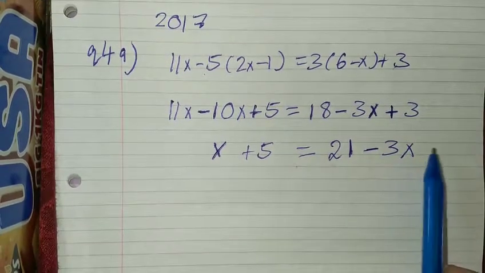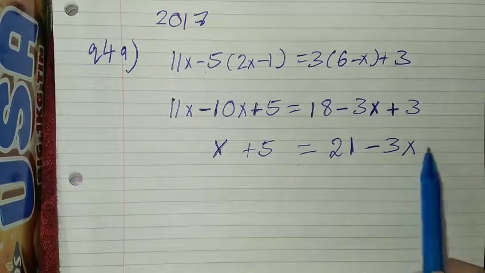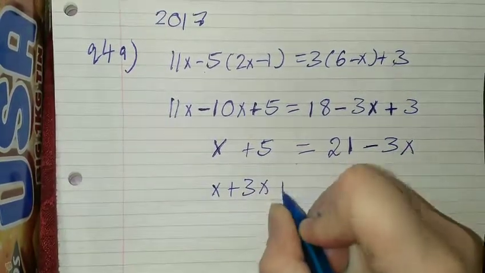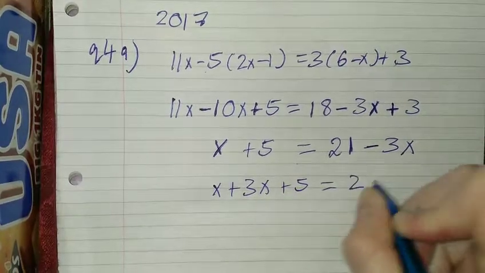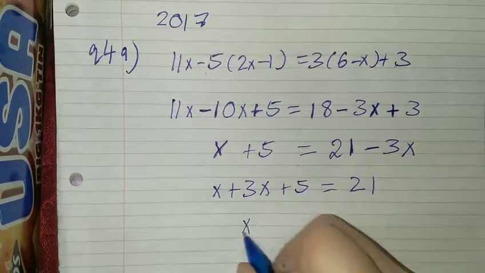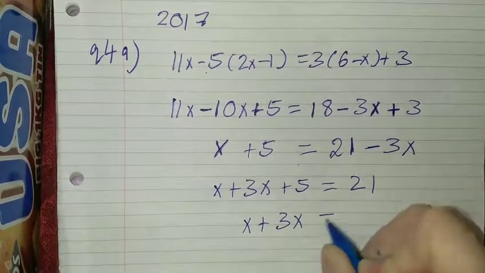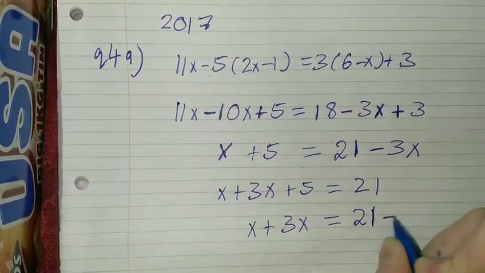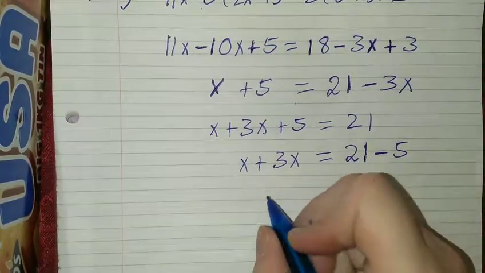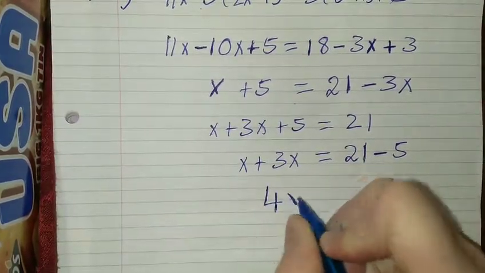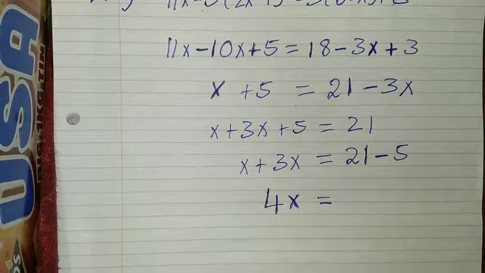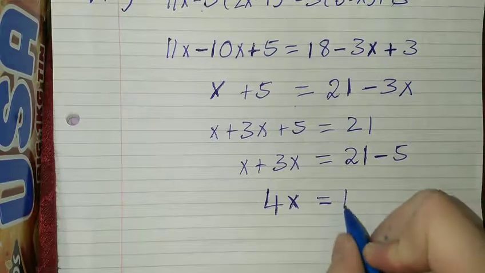So if I want to get x's, say, on the left, I can plus 3x on both sides. So that'll be x plus 3x plus 5 is equal to 21. And if I want to get my 5 to this side, I can minus 5 from both sides. So x plus 3x is equal to 21 minus 5. So now I have x plus 3x, so that'll be 4x. And then 21 minus 5 will give me 16.